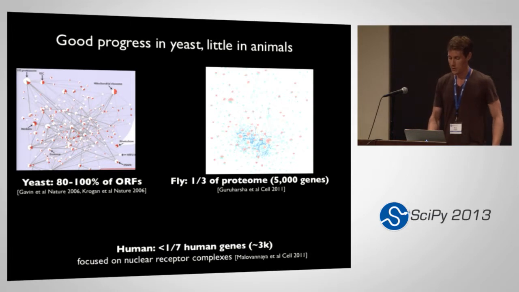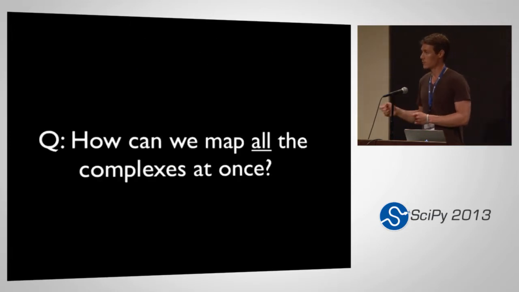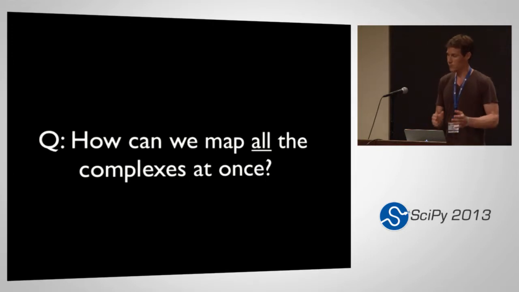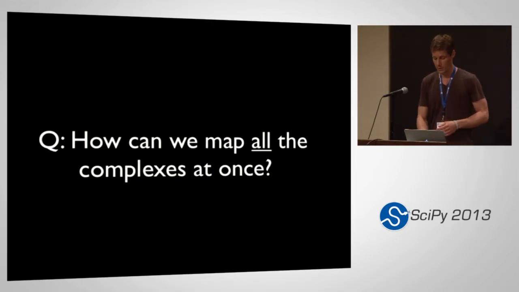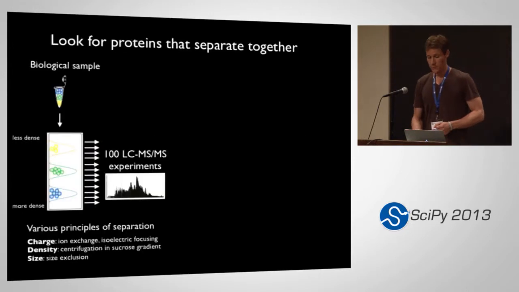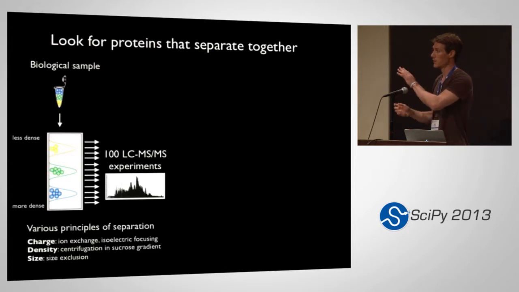So how can we, instead of doing this one at a time through this laborious process of these kind of difficult single experiments, do it in a more high-throughput way? And the simple idea that we're going for is that these protein complexes, we're basically just looking for proteins that are stuck together. And so one way to identify proteins that are stuck together is to take your sample and separate it out according to different biochemical principles and just look for cases where proteins seem to be aligned in this separation more than they should otherwise be.